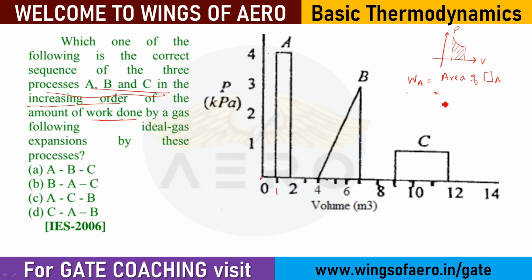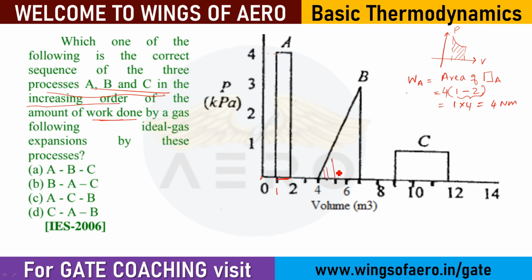What is the formula for the area of a rectangle? Length into breadth. So what is the length? I have to take 4 into 1, that is 2 minus 1, and I need to take only this. So 1 into 4, I will get 4 Newton meter. That is the area of the rectangle. Next is B. For the B process, what do I have to find?